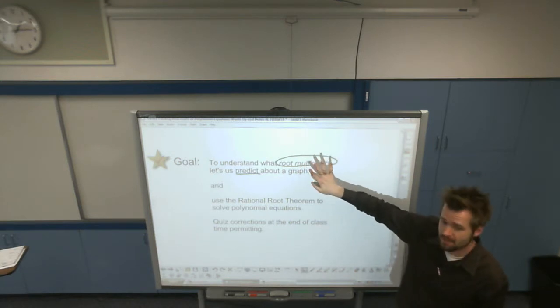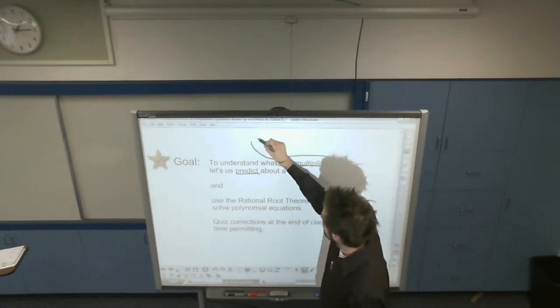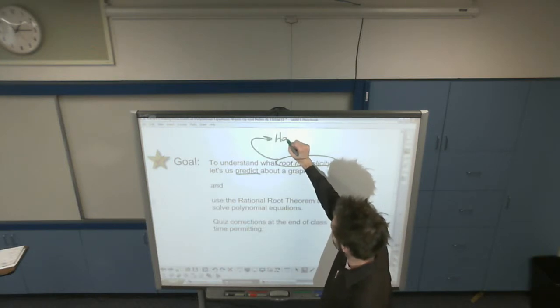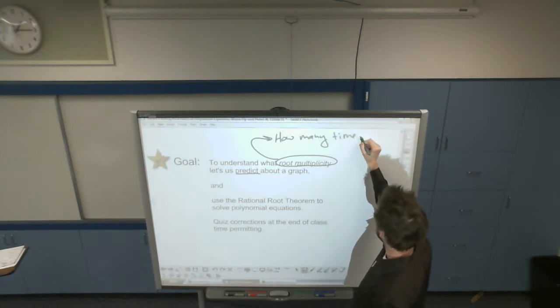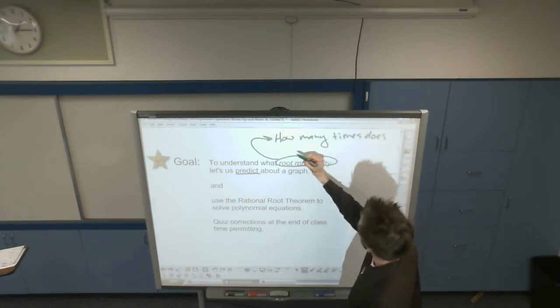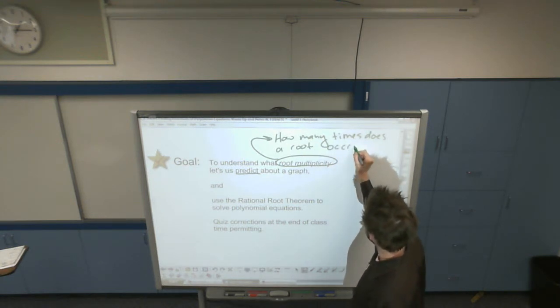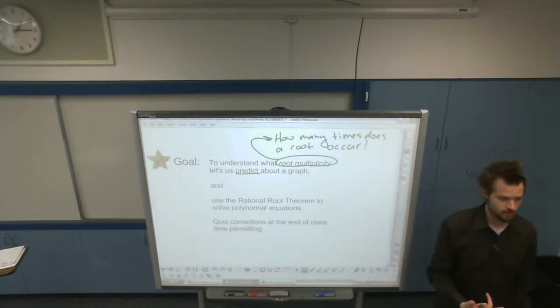Okay, so let me give you the very non-technical math version of a definition of root multiplicity. Root multiplicity means how many times does a root occur? Or answering, I guess, that question.